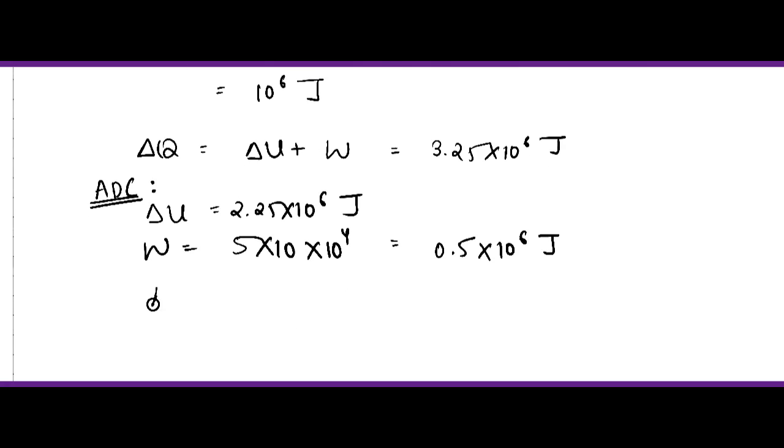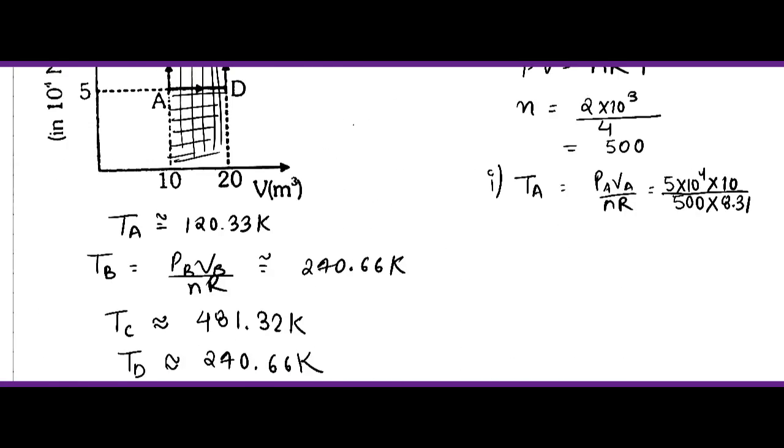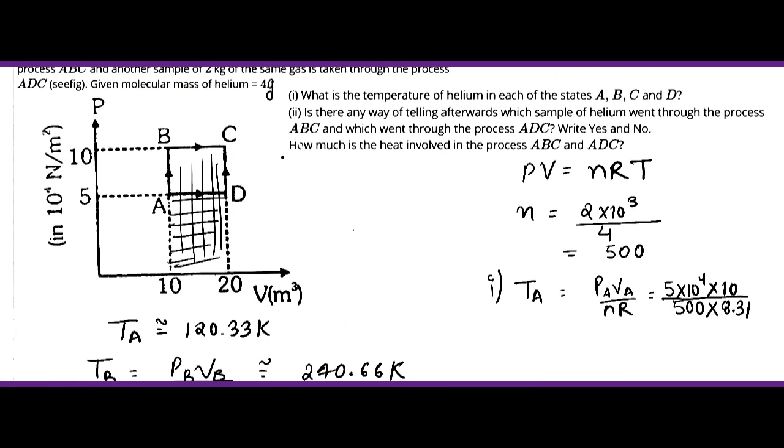So when we use the first law, this was in ABC, this is in ADC. So that turns out to be equal to 2.75 into 10 to power 6 joules, right? So the amount of heat involved in ABC is greater than ADC, right? And this is the amount that we found out. So this is the answer of this whole question.